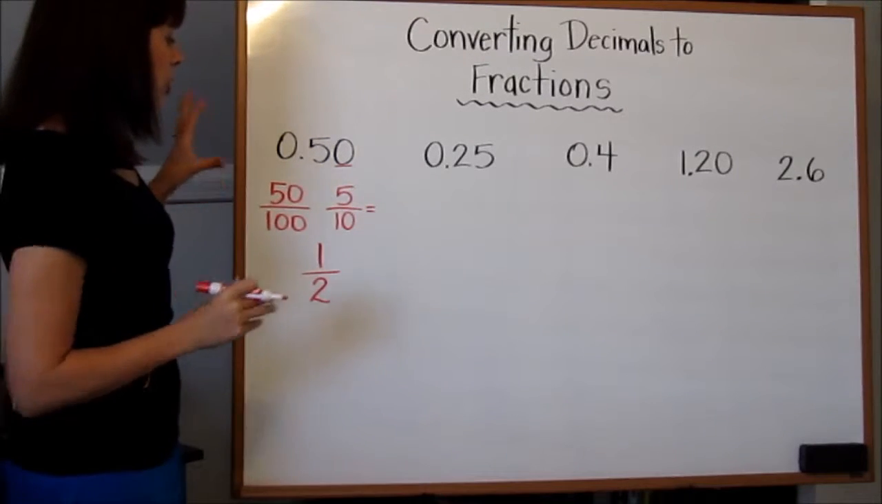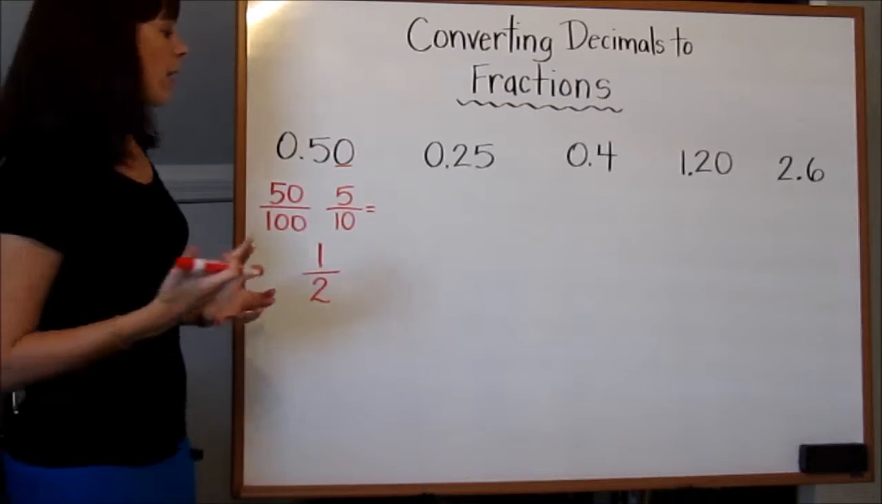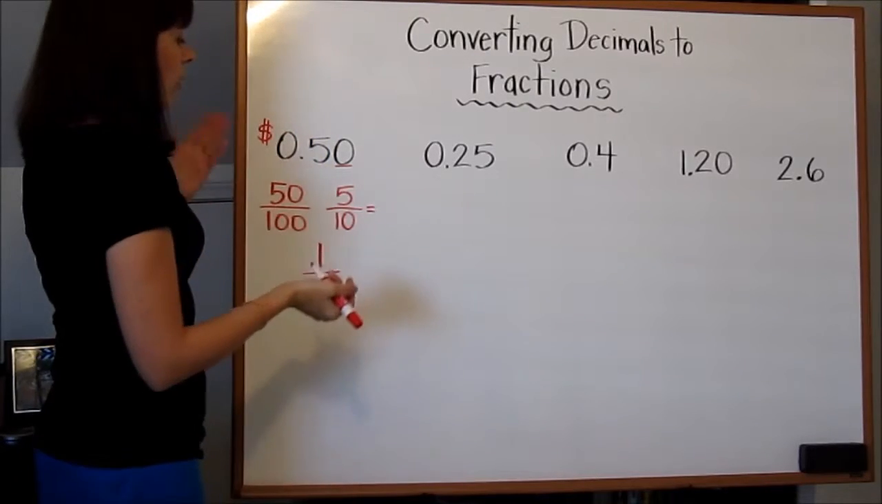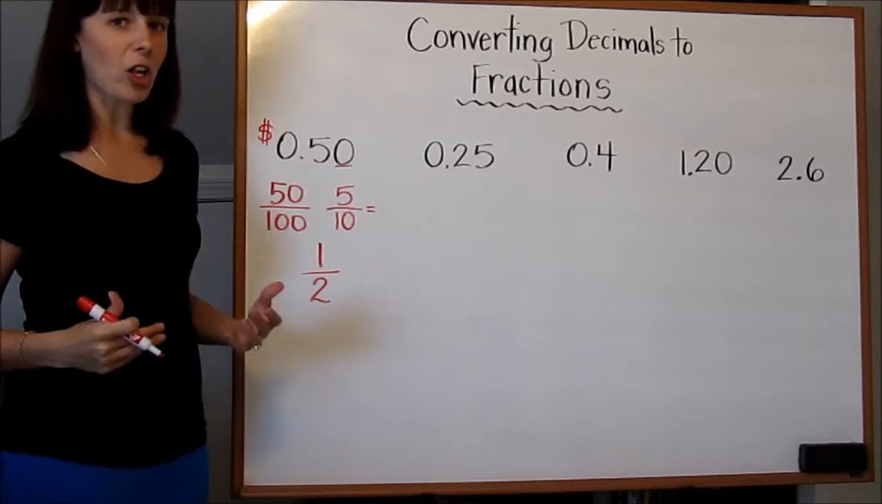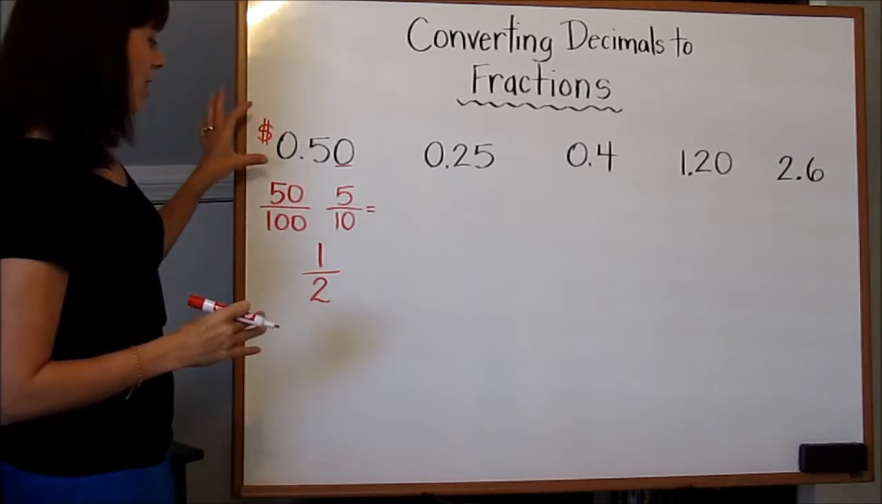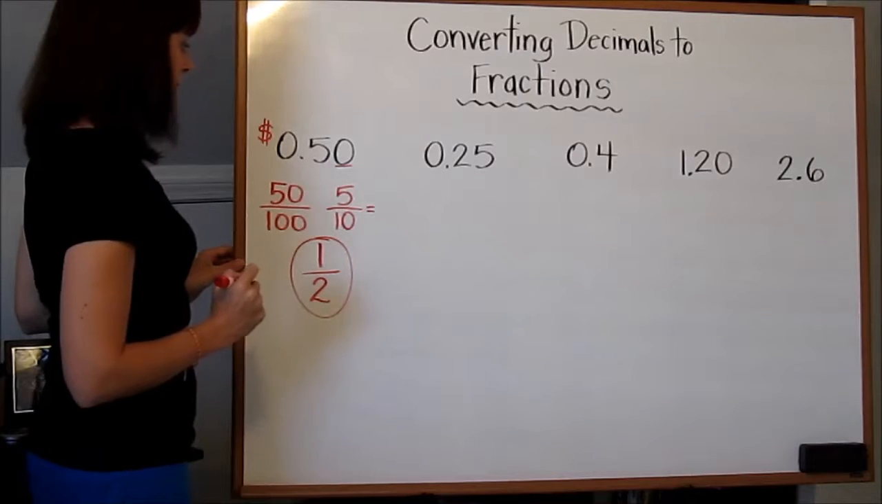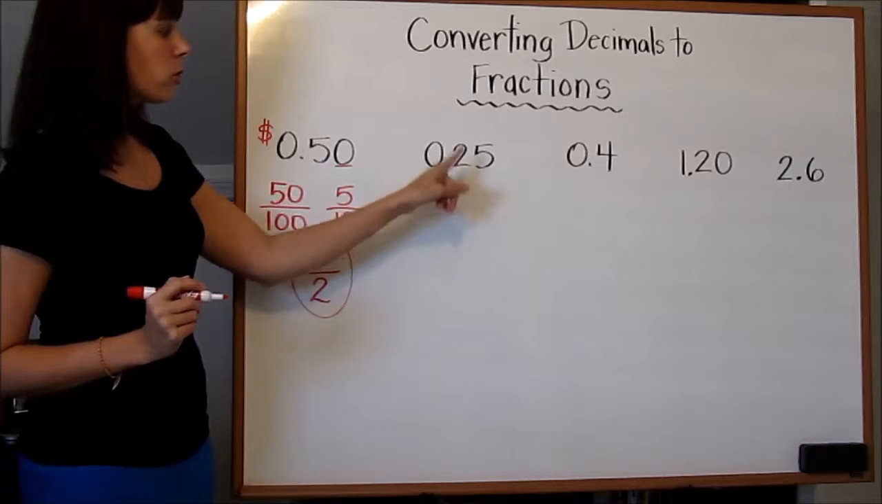And another way to look at this is, don't forget, with some decimals you can also think of money. And if I had this right here and I put a dollar sign right here, well, I would have 50 cents, and I know 50 cents is half of a dollar. So I could also think of it in that way and know that it is equal to 1/2. Okay? So moving on to right here, I have 0.25.